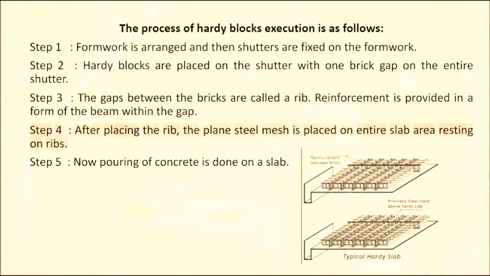Step 4. After placing the rib, the plain steel mesh is placed on the entire slab area resting on ribs. Step 5. Now pouring of concrete is done on a slab.